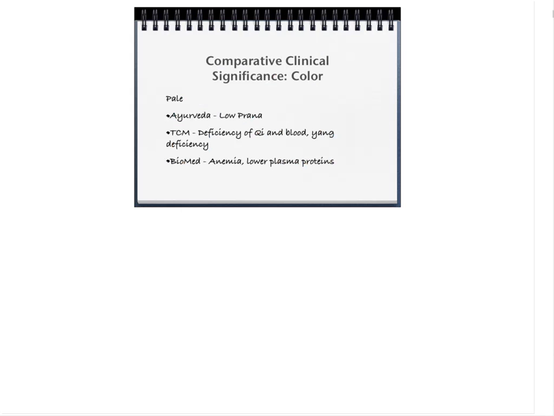All right, let's move further. Let's talk about the colors here. When the color is pale, it means low prana. In TCM, it means deficiency of chi. Again, that means low prana. And in biomedical terms, it also means anemia or lower plasma proteins. Another thing it may mean is that there's an infection and there's not enough production of white blood cells, because it's the white blood cells that show. So not enough production of white blood cells may also be indicative of a pale tongue.